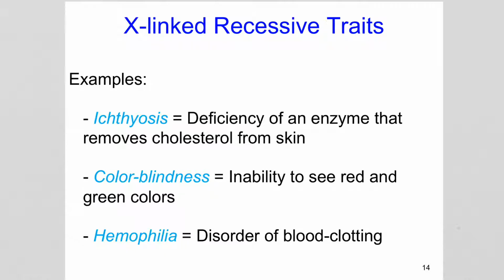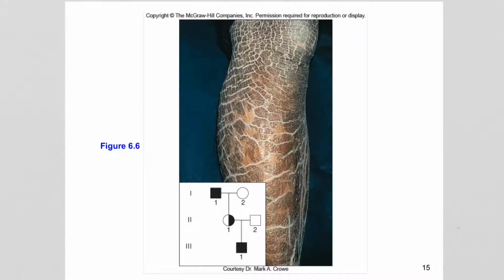Finally, a really well-known, kind of famous example of an X-linked recessive condition is hemophilia. And this condition is a disorder related to blood clotting, and we're going to cover that in more detail in a few slides as well. So here we have an individual that's presenting with ichthyosis.